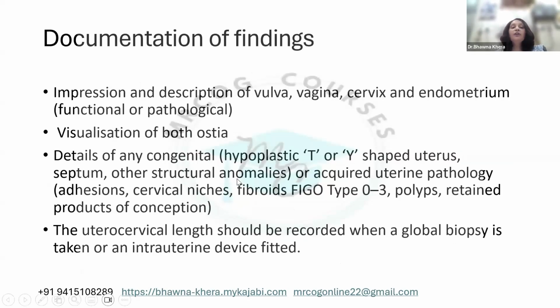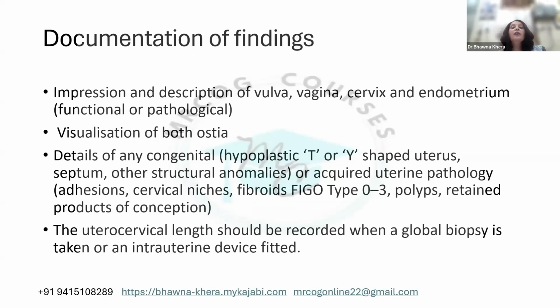Now, what about documenting the findings? When we have to document the findings, an impression and description of vulva and vagina, cervix and endometrium, all this we need to talk about. So first we will start with the vulva, then go into the vagina, then cervix, and then we talk about the endometrium. So remember, it's not directly the endometrial cavity that we have to talk about. We have to talk from the outside inside.